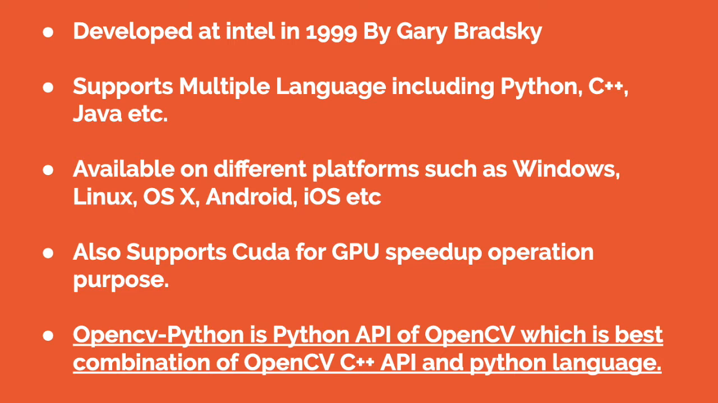The most important thing to note here is that the OpenCV Python module of the Python language is an API of OpenCV, which is the best combination of the OpenCV C++ API and the Python language. You will probably understand this statement better on the next slide.